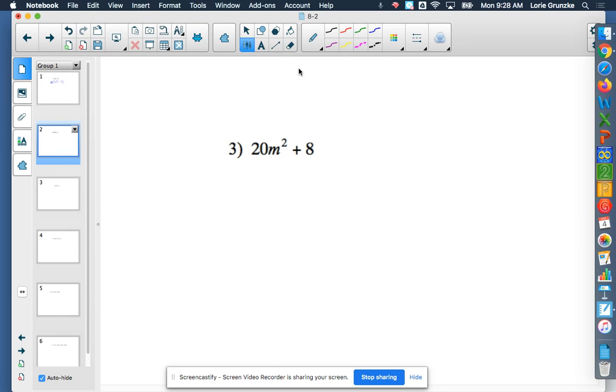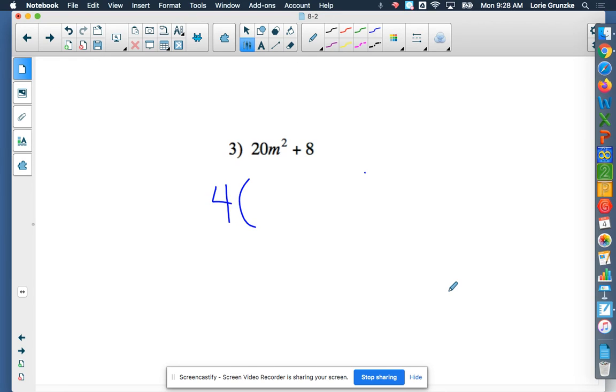So I'm skipping to number 3. I look at the number 20 and I look at the number 8. And I think, what's a number that can come out of those two? A 4. If you take a 4 out of those two, what would you have left? I hope you chose a 5, an m squared, and 8 divided by 4 is 2. I hope you got that one right.